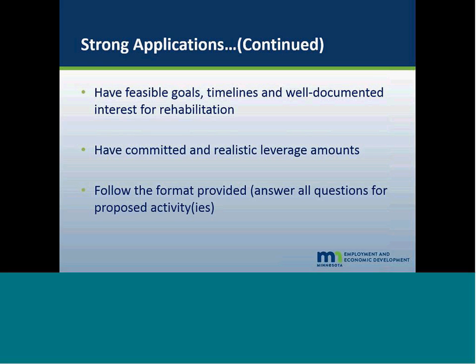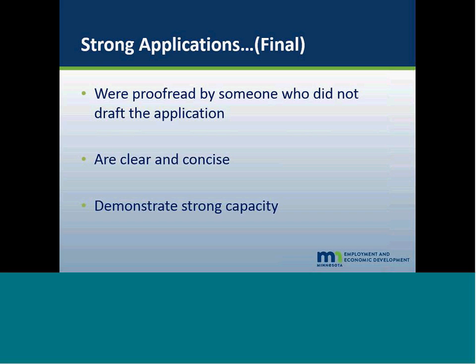And follow the format provided within the application that we send out to everybody. Make sure you answer all the questions for proposed activities, and have your documents in line. Make sure you have the application pre-read by someone who didn't draft the application. Make sure it's clear, concise, and that you can demonstrate strong capacity to handle the workload.